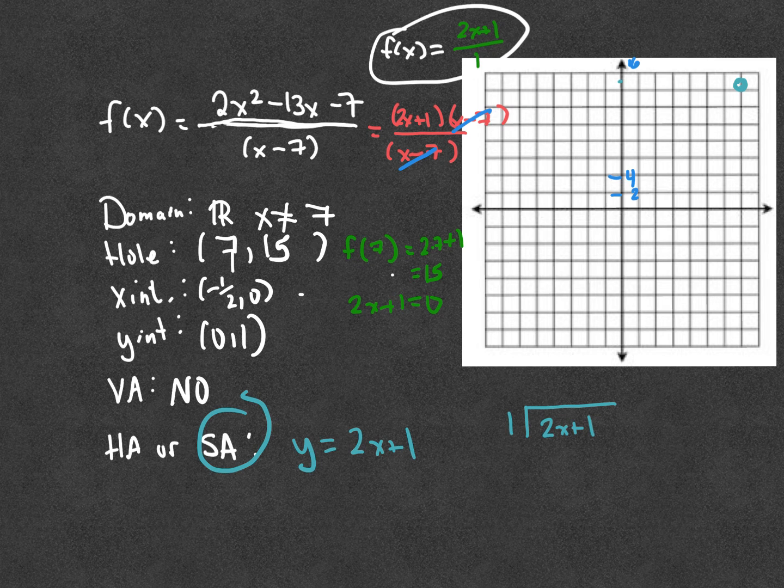So if I put the points on there, negative 1/2, 0, 0, 1, and my hole at 7, 15 up there. So my graph is going to look something like this. So when I cancel that factor out, essentially it just ends up looking like a line with that singular hole in the middle.